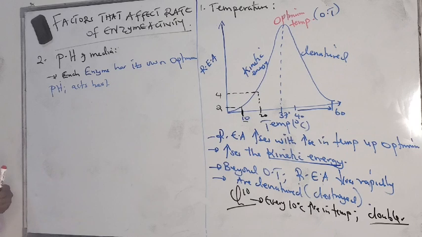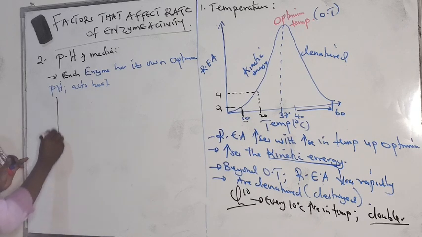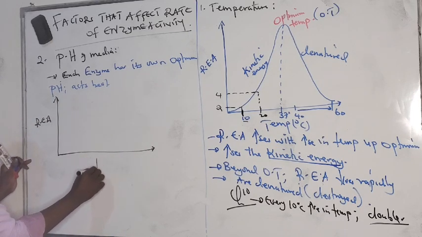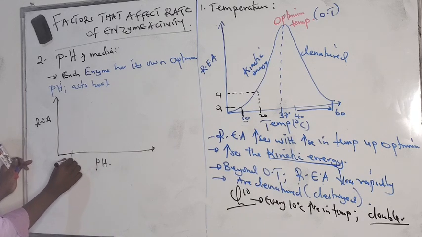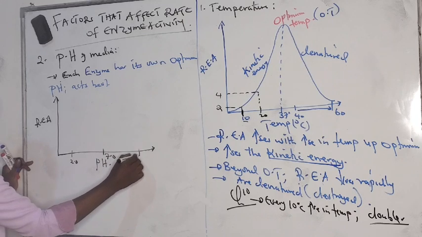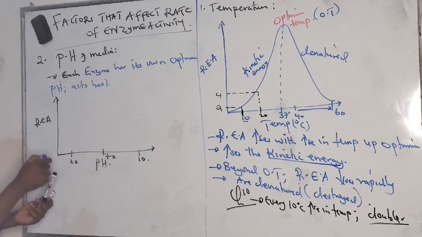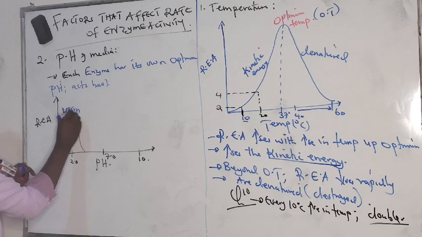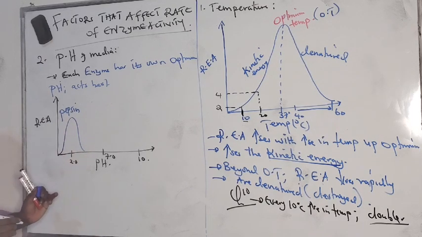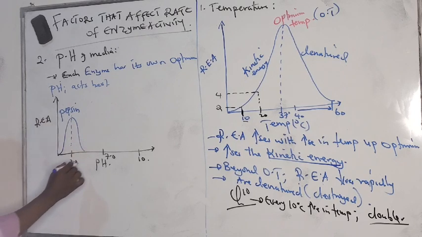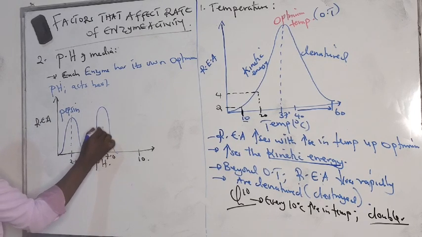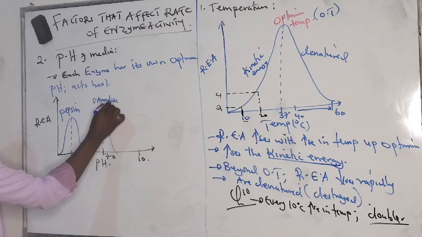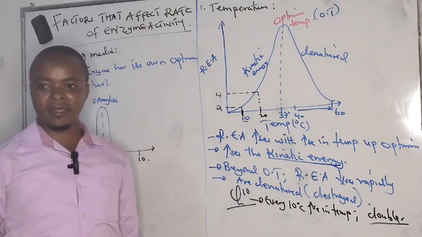If I can present it graphically, here we have rate of enzyme activity, here we have pH. Here I can put 2, here I can put 7, here I can put 10. Some enzymes act best in acidic pH. For example, pepsin in the stomach acts very well in acidic pH, and its optimum pH is 2. Then another enzyme, salivary amylase, acts well in neutral pH, and its optimum pH is 7.